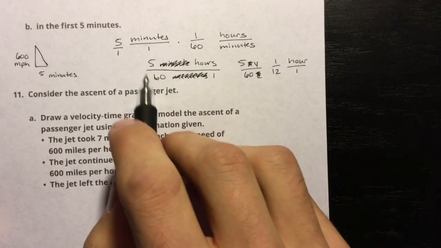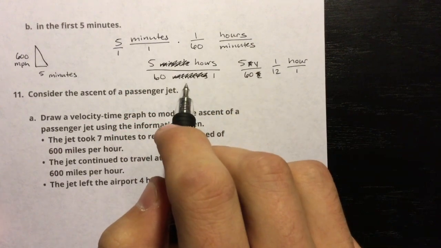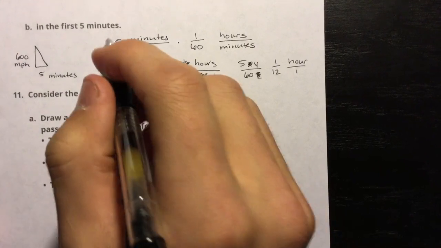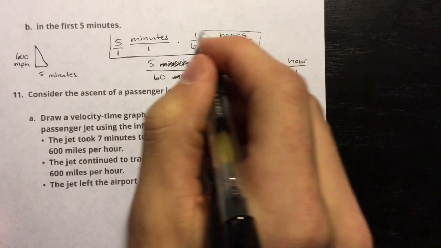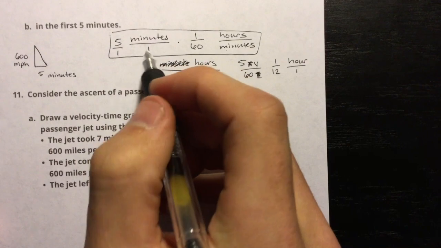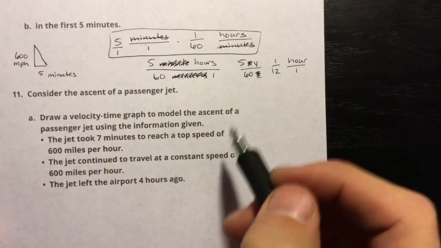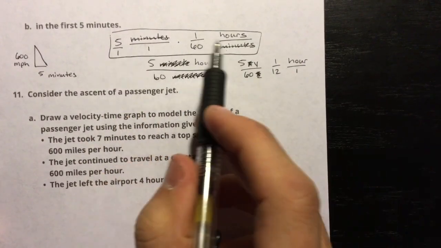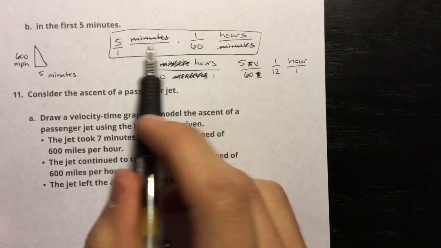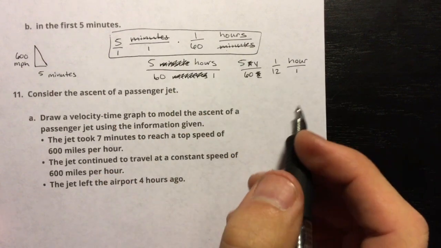And normally I wouldn't multiply it together like this. I just did it so you could see the whole thing. Normally I would just leave it in this form, skip the part where I put them together, just cross out those minutes, and then I would just have 5 hours over 60, and then go ahead and get to this 1/12 hour.